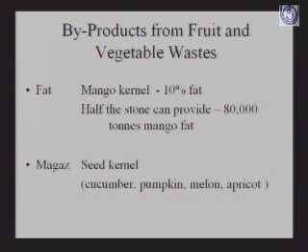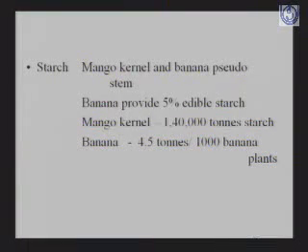Then we can get starch. The starch can be obtained from the mango and the banana. Banana pseudostems produce starch, and mango kernel also gives starch. Banana can provide 5% edible starch, so 4 to 4.5 tons of starch can be obtained from 1000 banana plants. Similarly, the mango kernel can give about 1,40,000 tons of starch.